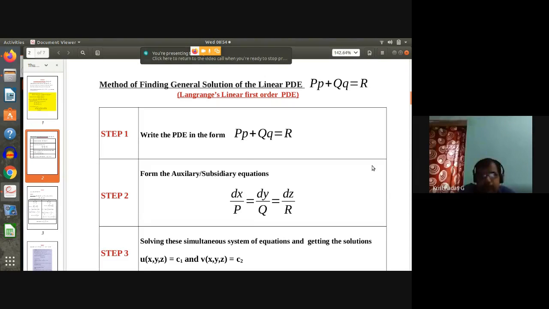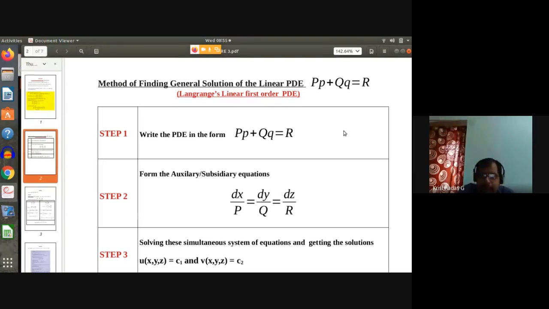Procedure for finding the general solution. First, we write the partial differential equation in the form Pp plus Qq equal to R. That is a standard form. And identify what is capital P, capital Q, and capital R.